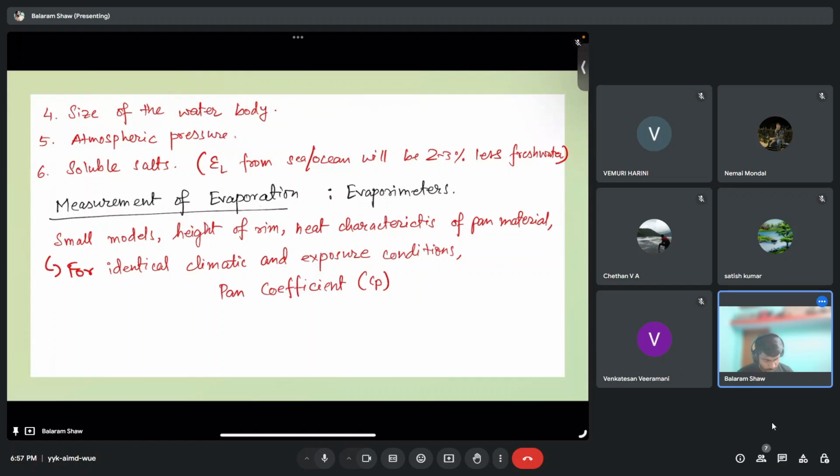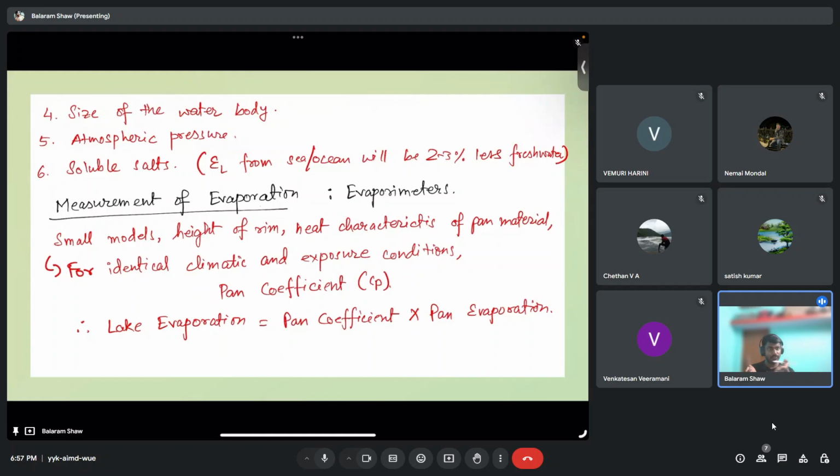Okay, so how are we getting the evaporation from the lake? The lake evaporation will be equal to the pan coefficient times the pan evaporation. I hope it is clear why we have this many evaporimeters, and why we need this pan coefficient in the equation.